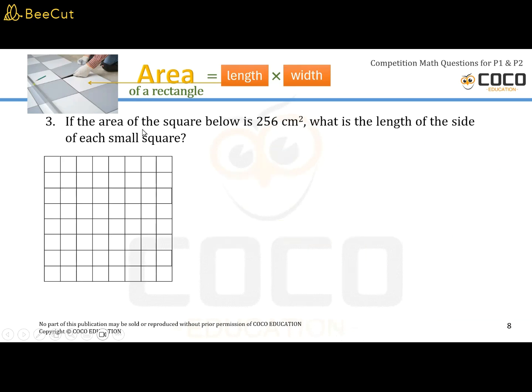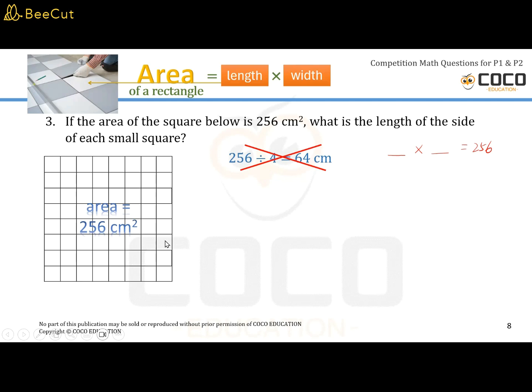Next question. If the area of the square below is 256, what is the length of the side of each small square? Hope there is nobody just use 256 divided by 4 to find the side of the square. That will be wrong because 256 is the area but not the perimeter. Of course, you can think about what times what equal 256. But since this number is a little bit big, so we don't want to try this way.